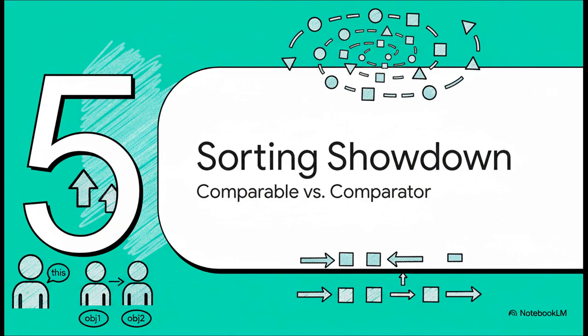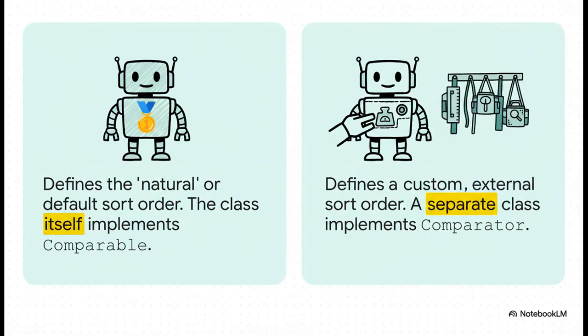Comparable versus Comparator. Here's the difference in a nutshell. Comparable is for the one single natural way to sort your object. You build this sorting logic directly inside your student class. It's like telling Java, hey, by default, students should always be sorted by their roll number. But what if you sometimes want to sort them by name or by their marks? That's what Comparator is for. It lets you define external, custom sorting rules. You can create a separate comparator for every single way you might want to sort your list.